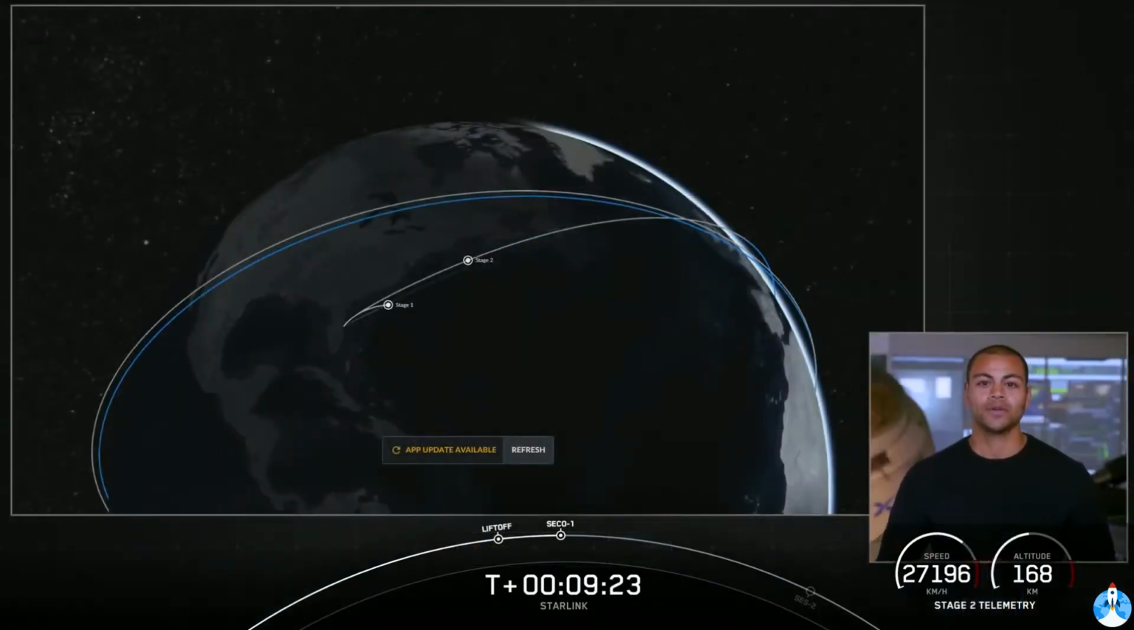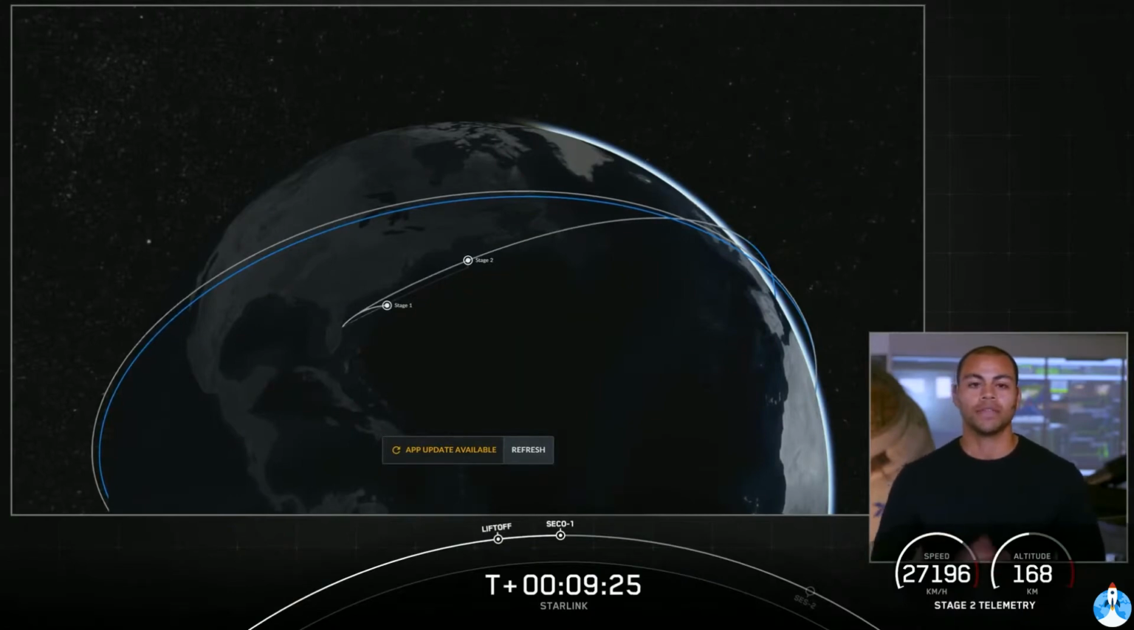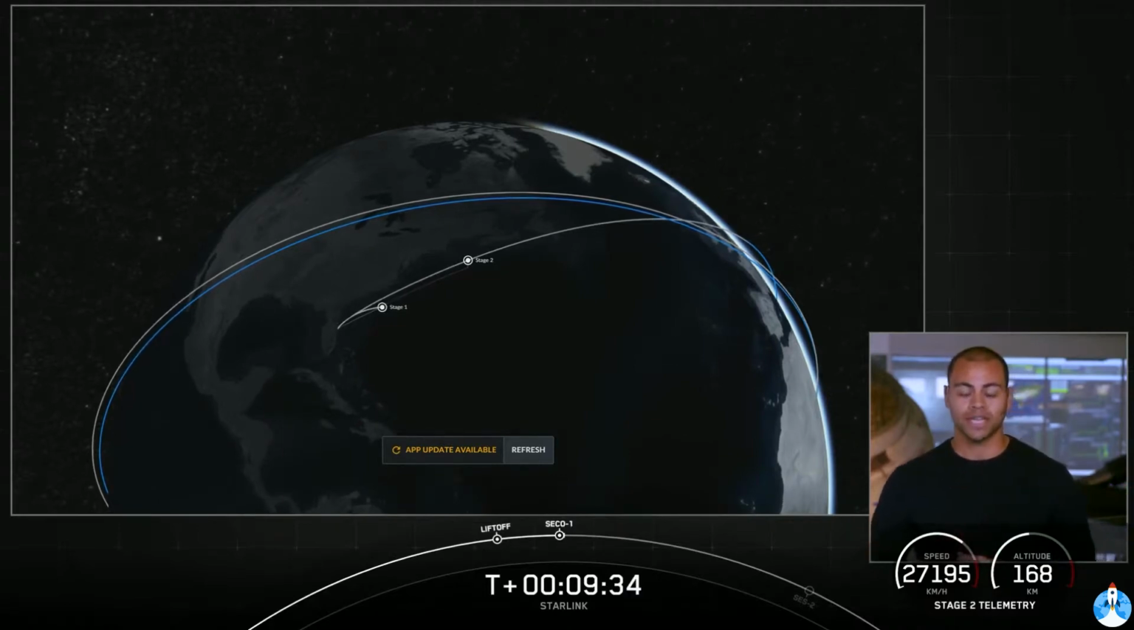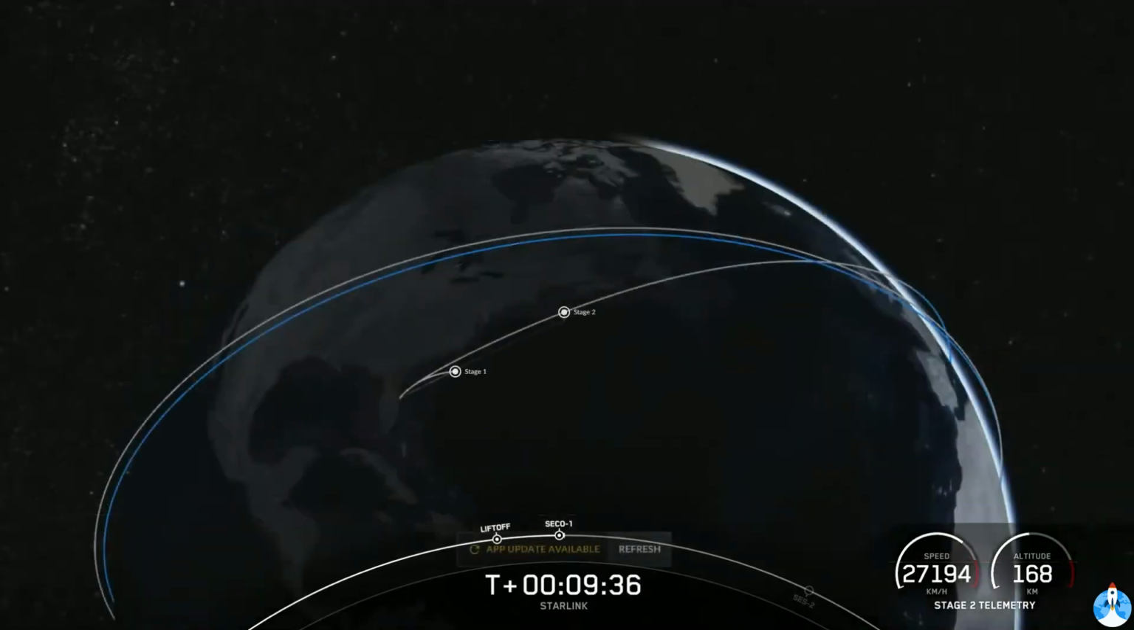All right, now stage 2 is going to coast for this orbit in the next 35 minutes or so. While that happens, take a look at this animation showcasing where we are in the coast phase. We'll see you back here in about T plus 45 minutes for a second stage relight.